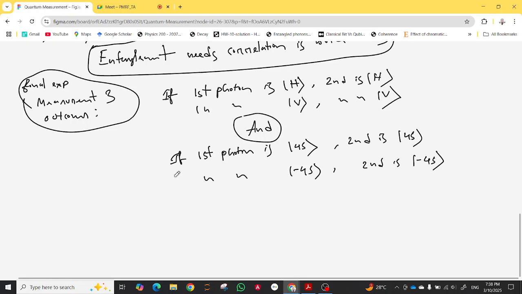Okay. In previous cases this "and" was not there. This was separate, this was also separate. Now in experiment 3, you are seeing these two results at the same time.